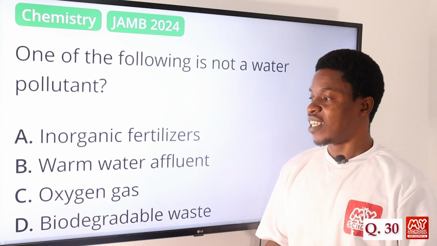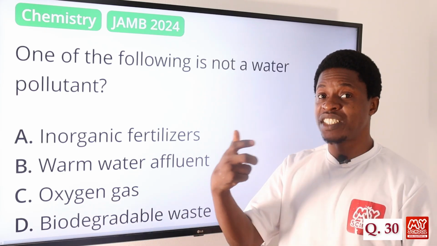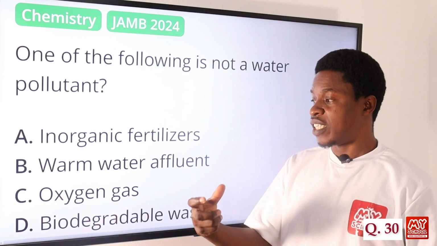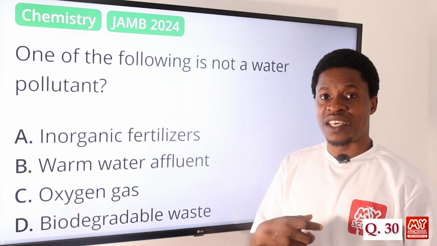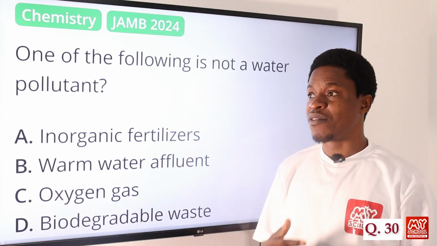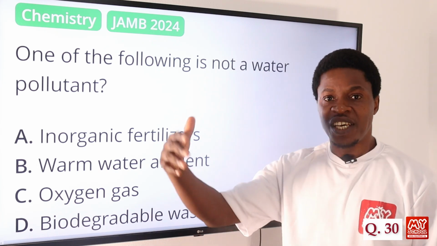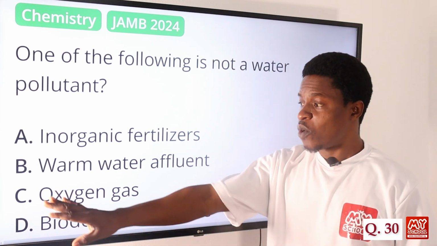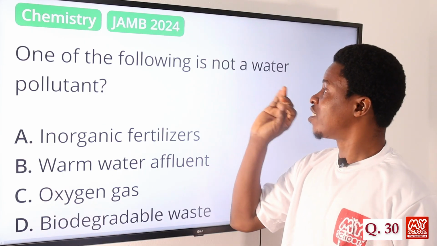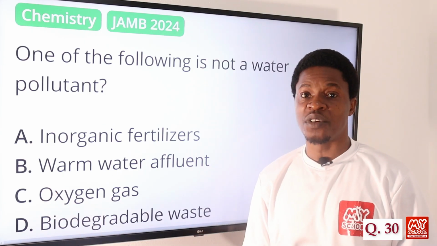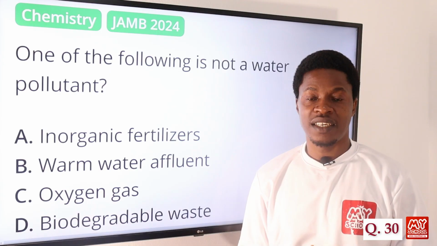So option C, oxygen gas, because it is required. The organisms there need oxygen to survive, for respiration. That's why we have what we call BOD, COD. So the correct answer here, the one that is not a water pollutant, is option C, oxygen gas.